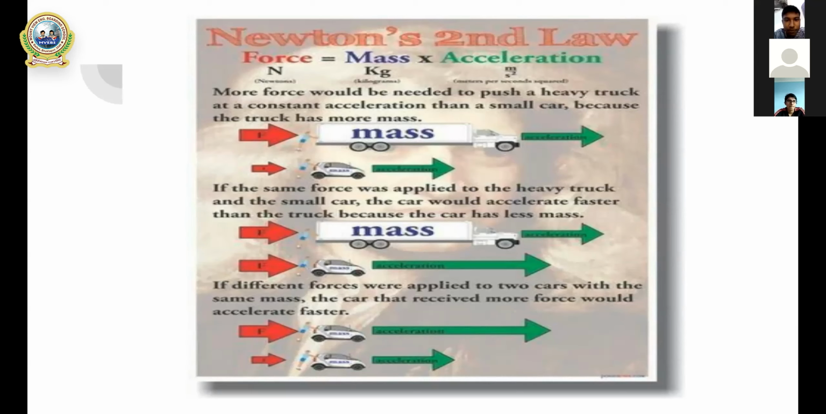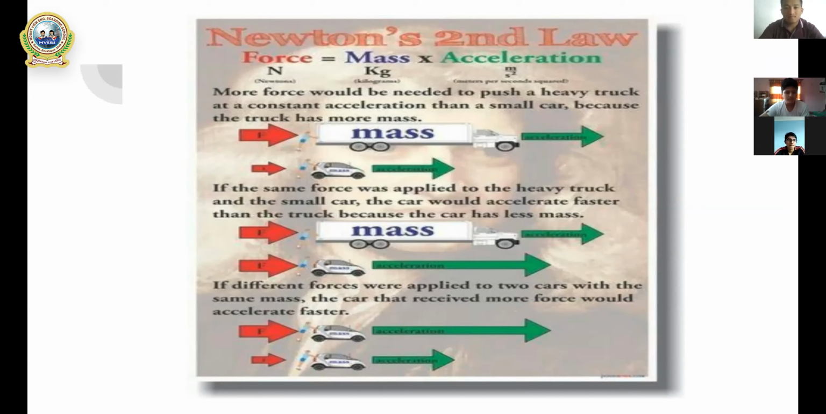Okay, and let's say you have different objects with different mass. If you have a heavy truck, and another object is a small car. There are two objects, one a heavy truck, another a small car. Obviously, to move a heavy truck you need more force. So the truck has more mass, and to accelerate it, it needs more force.